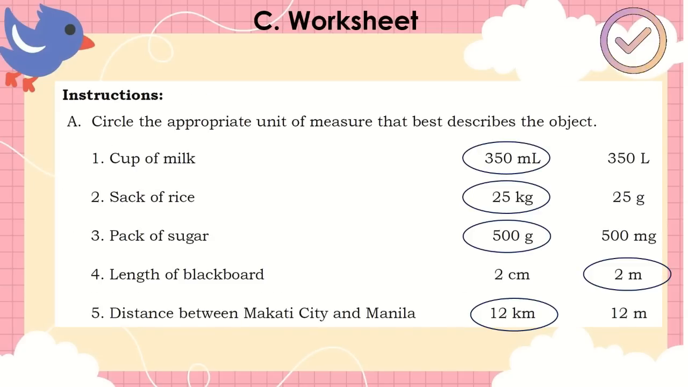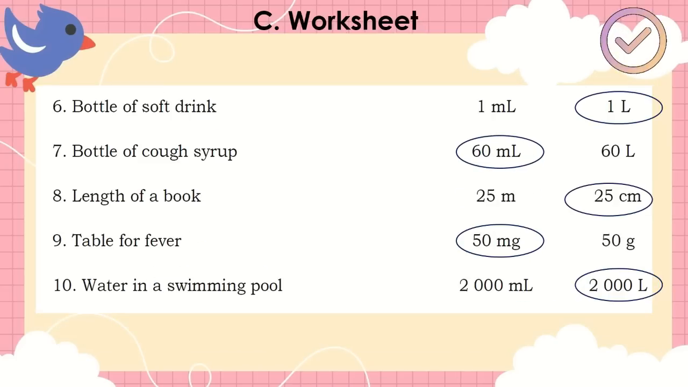Here are the correct answers. Number 1, 350 ml, 2, 25 kg, 3, 500 gram, 4, 2 meter, 5, 12 kilometer, 6, 1 liter, 7, 60 ml, 8, 25 centimeter, 9, 50 milligram, 10, 2,000 liter.